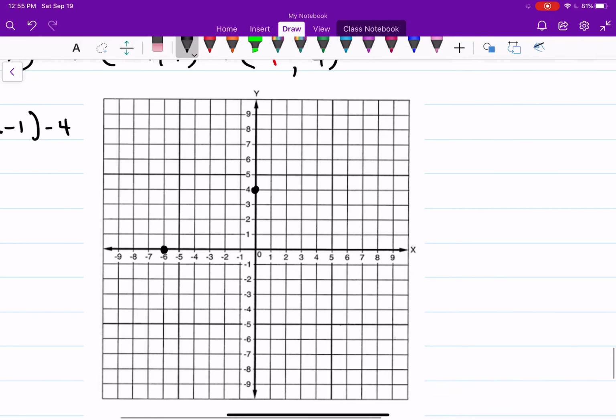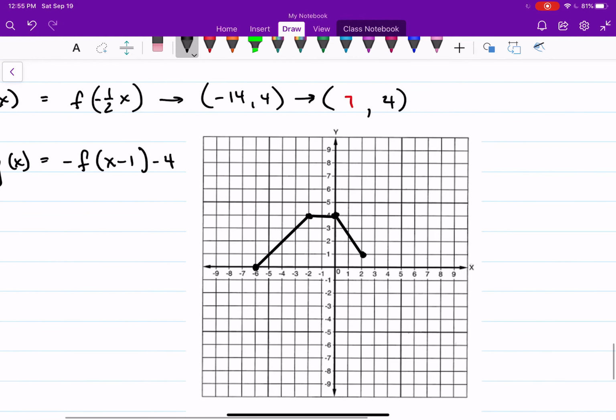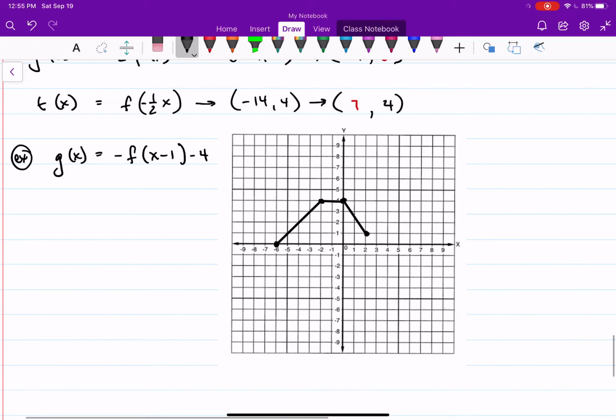Zero, 4, negative 2, 4, and I'm just going to call it 2, 2. Why not? Okay, so let me draw some lines here. Going from there to there, there to there, and there to there. So something simple like that, okay? So there it is. So what do I do?